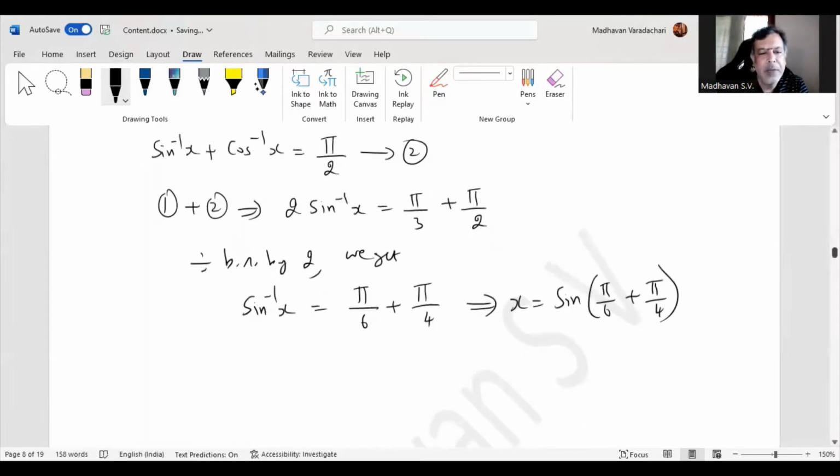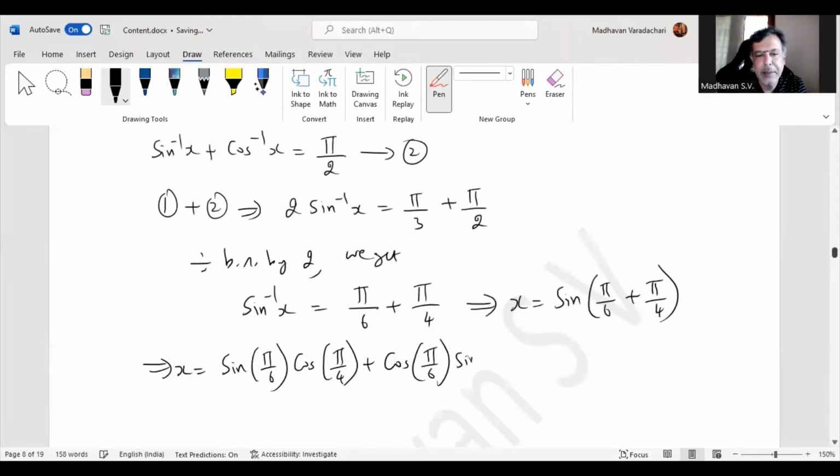Now, we will expand this, which means x is, this is like sine of A plus B, which is nothing but sine A cos B plus cos A sine B.